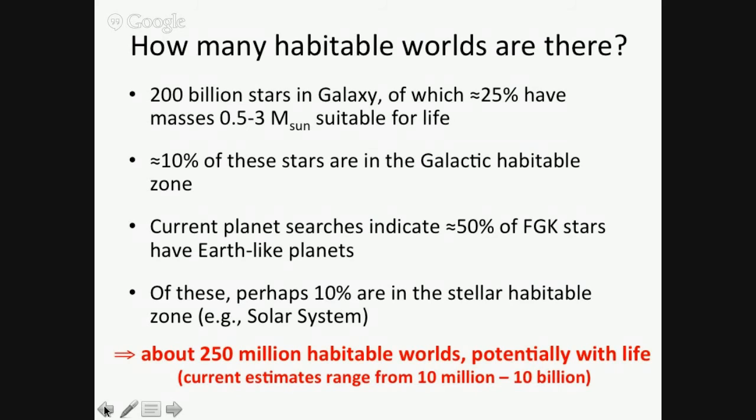It seems to be a lot of possible worlds. And of course, depending on how you make these estimates, you can have a range. It could be anywhere from a few million up to 10 billion. This shows how unknown these numbers are, this huge range. But it does suggest that there are lots of places where habitable worlds might exist. So we should start looking for them. How do we go looking for them?